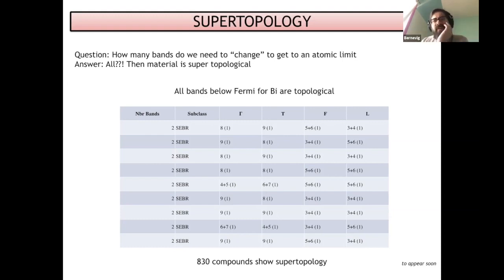So, the fancy name that we found for this is super topological, but we can find other names if you don't like it. It turns out there are about 830 compounds showing this super topology, I would say about 1%, or 0.5%, of the compounds.